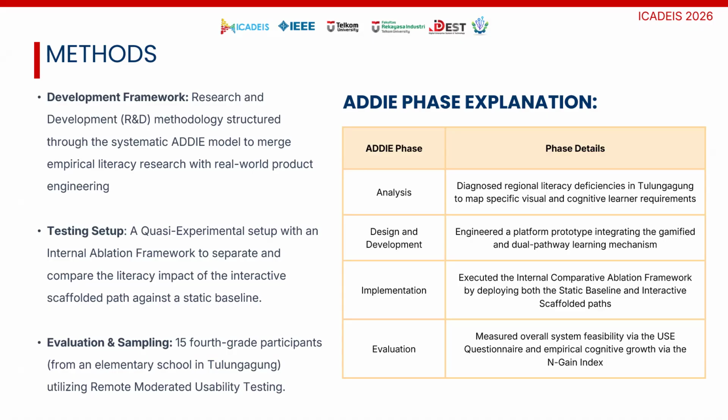And for evaluation and sampling, we use 15 fourth-grade participants from an elementary school in Tulungagung, utilizing remote moderated usability testing. So this is our early phase explanation. In the analysis phase, we diagnose regional literacy deficiencies in Tulungagung to map specific visual and cognitive learning requirements. Next, in design and development, we engineered a platform for integrated, gamified, dual-factor learning mechanisms. In implementation, we executed an internal comparative evaluation framework by deploying both the static baseline and the interactive scaffolded path. And finally, for evaluation, we measured overall system feasibility via the USE questionnaire and empirical confidence growth via the NV index.